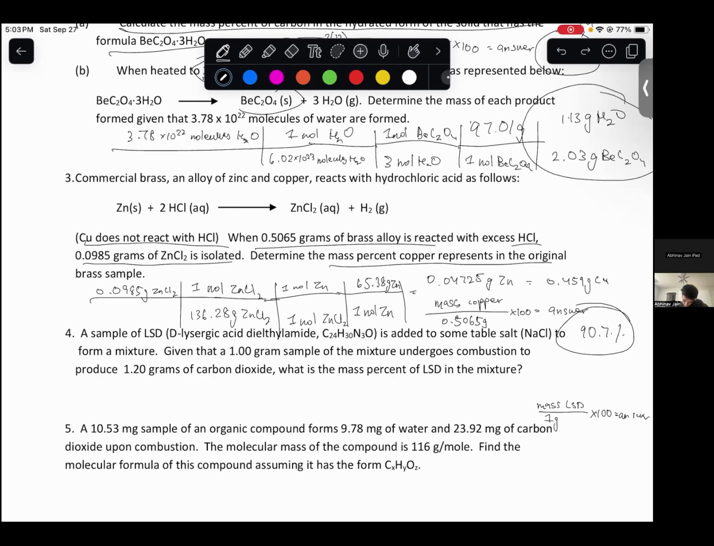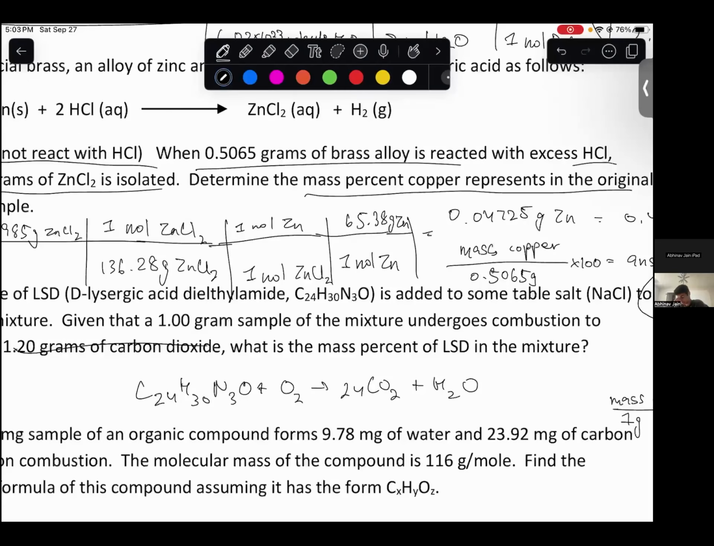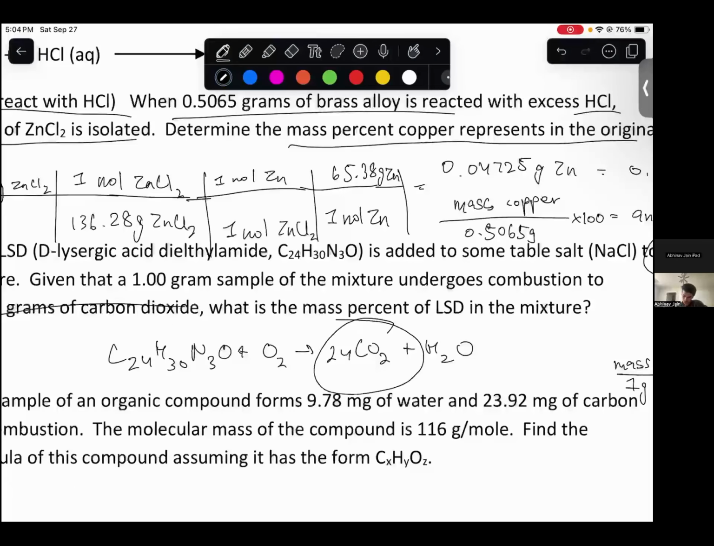So it says 1.2 grams of carbon dioxide is produced. If we look at the equation, we have C24H30N3O, and that's going to react with oxygen in a combustion reaction to form carbon dioxide and water. We don't really need to pay attention to the mole coefficient for the water because we're only given the carbon dioxide. We can say that this is 24 because all the carbon in the reaction is coming from the LSD. So there are going to be 24 carbon atoms on one side of the equation. There have to be 24 carbon atoms on the other side, and that carbon will be in the form of CO2. So balancing this out, there's going to be 24 CO2s.